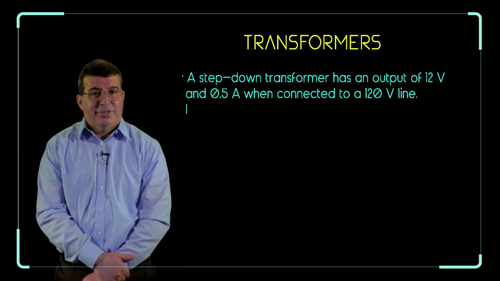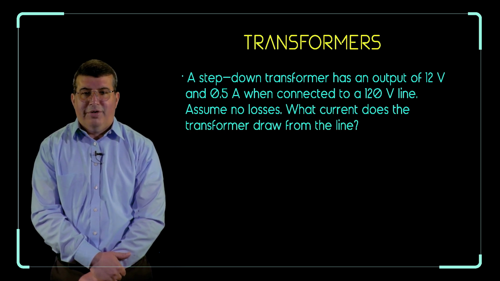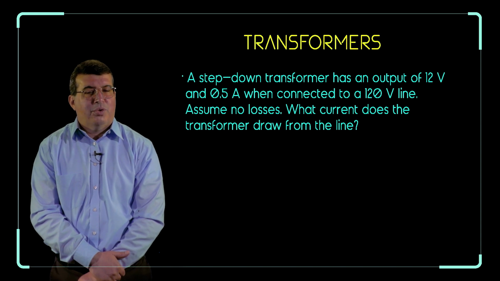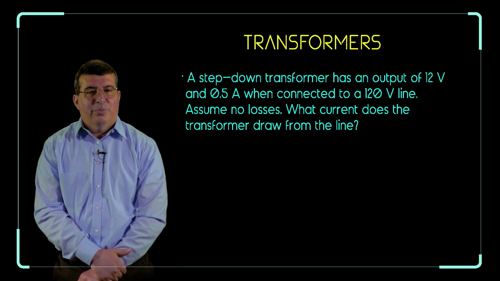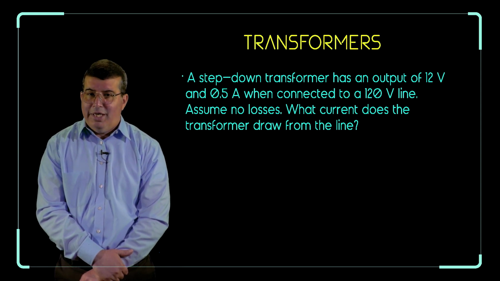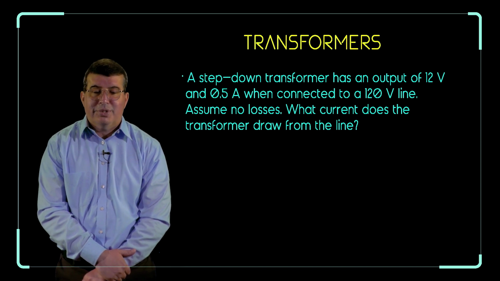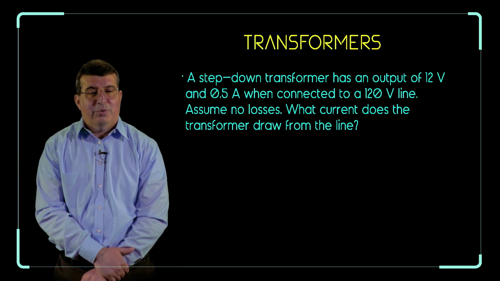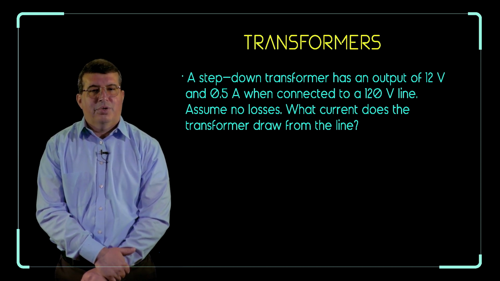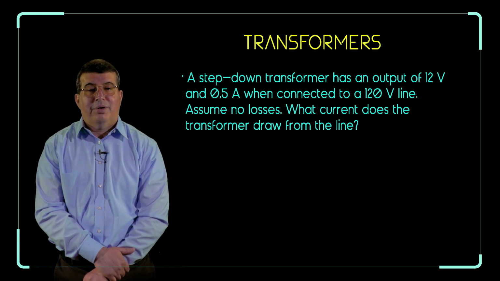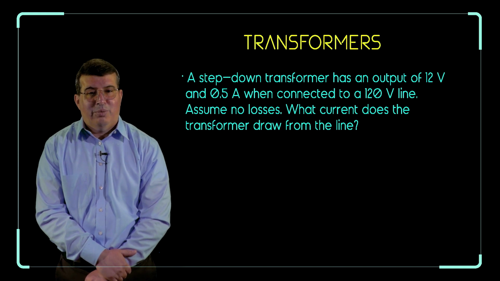A step-down transformer has an output of 12 volts and 0.5 amperes when connected to a 120 volt line. What current does the transformer draw from the line? Okay, so what you're given here is the output voltage and the output current, and you're given the input voltage. And the question is, what is the input current? So remember that the rule of a transformer is that power in equals power out, or voltage times current in equals voltage times current out. So you have 0.5 amperes on the low voltage side. What is the current on the high voltage side? Go ahead and work that out. Pause, work it out. And when you have an answer, hit play again, and I will work through it with you.